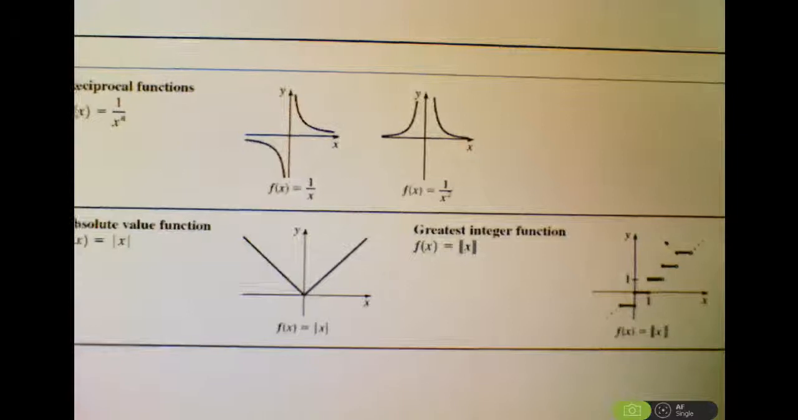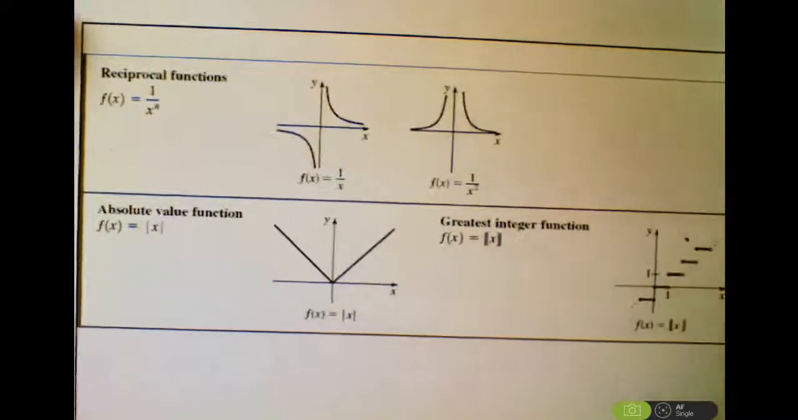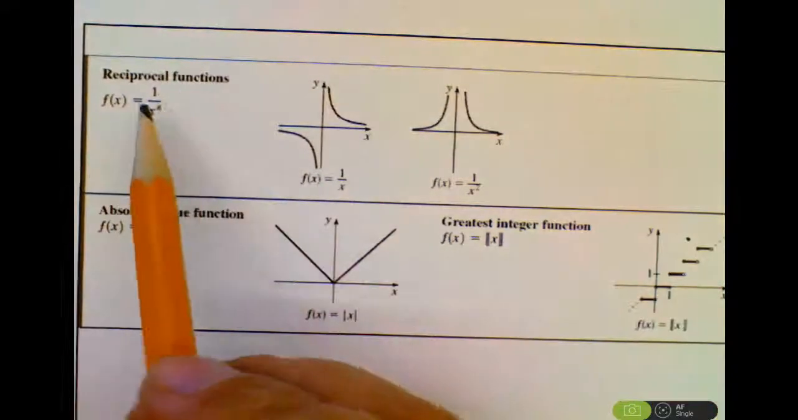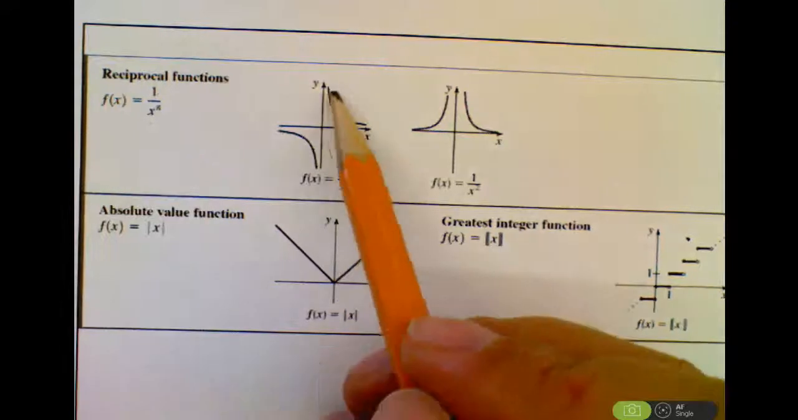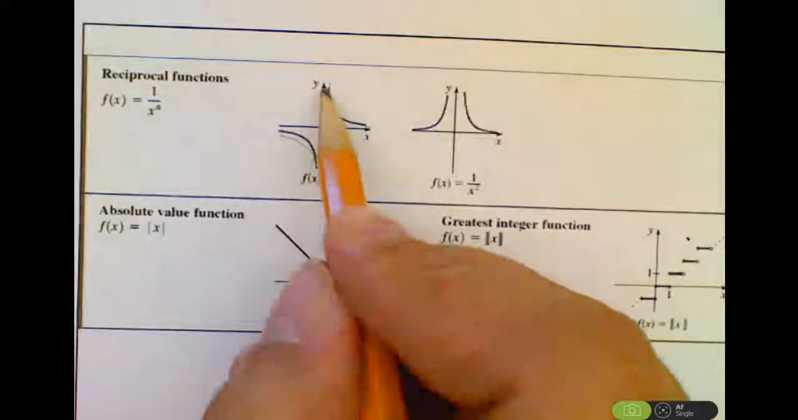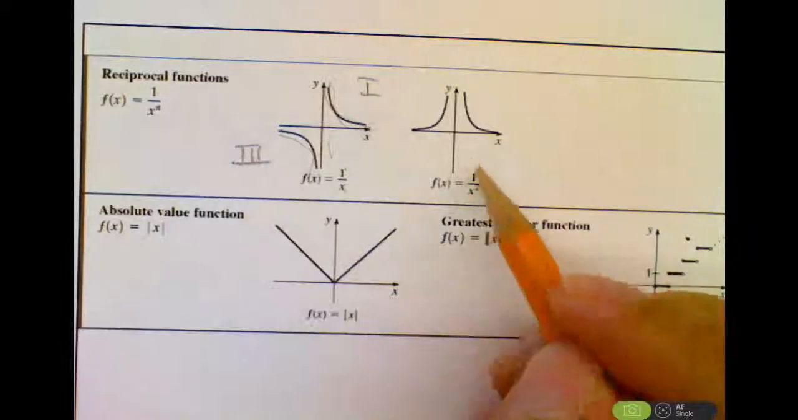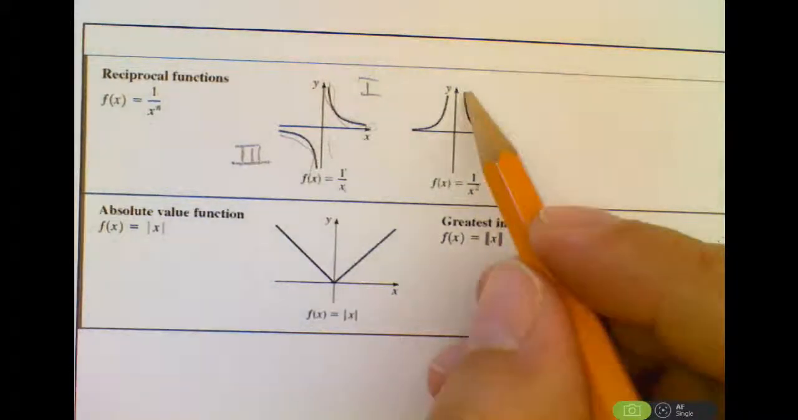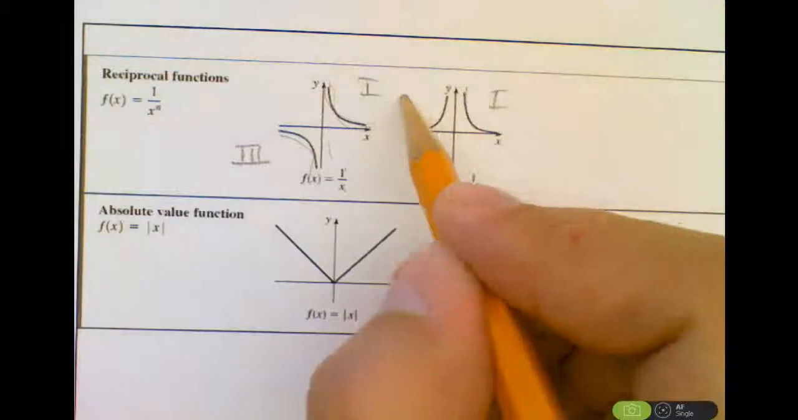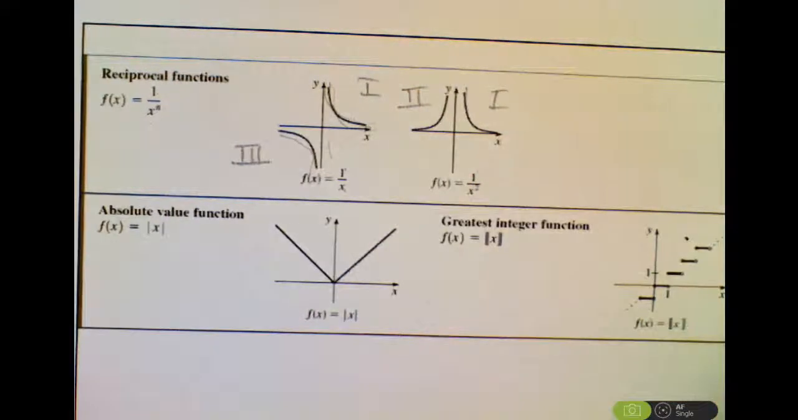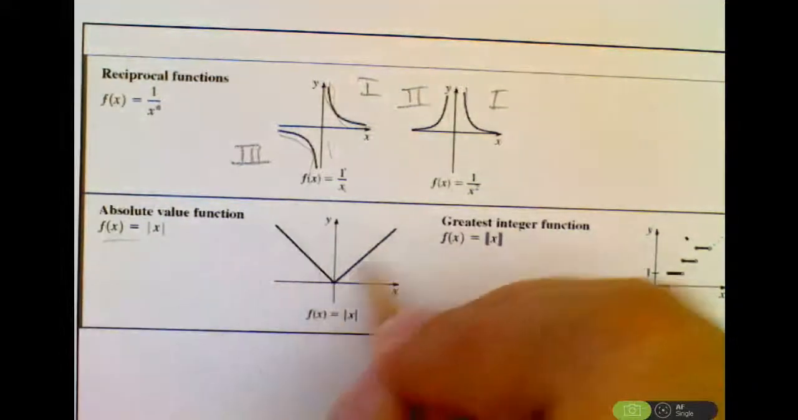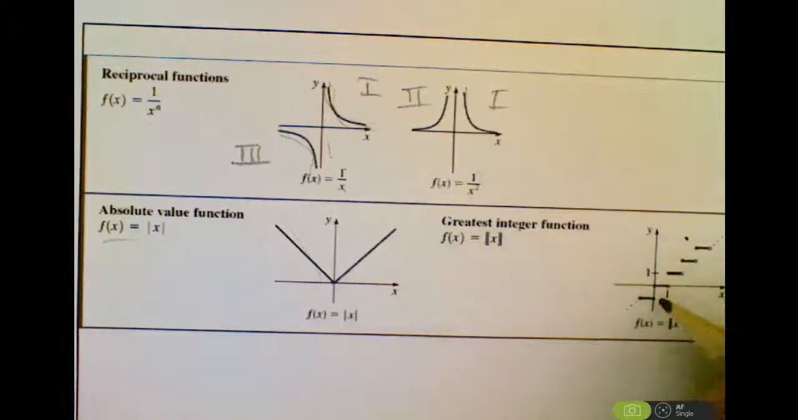The other general shapes that you should be aware of are reciprocal functions. When I have 1 over x, then the graph has two pieces, and one is in the first quadrant and the other one is in the third quadrant. And then when I have 1 over x squared, one of the pieces is in the first quadrant and the other one is in the second quadrant. Absolute value function, it looks like a V, and the greatest integer function looks like steps, where I have a closed endpoint and an open endpoint to the right side.